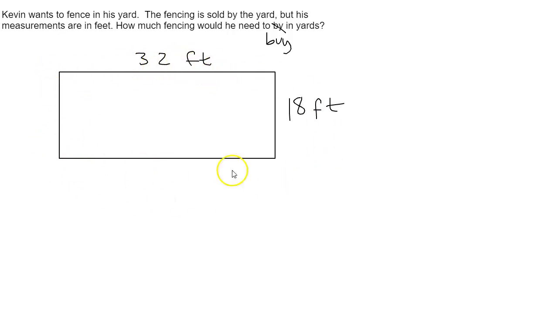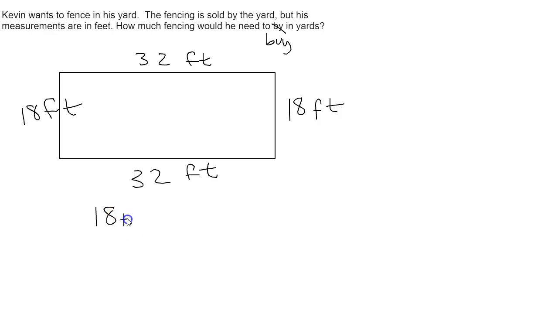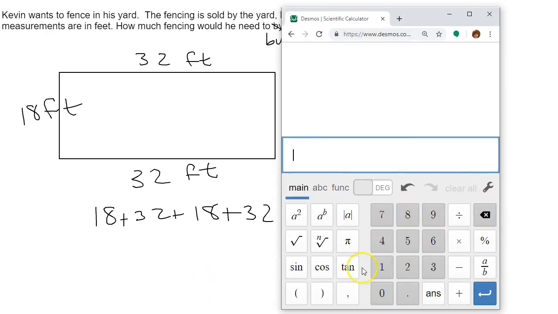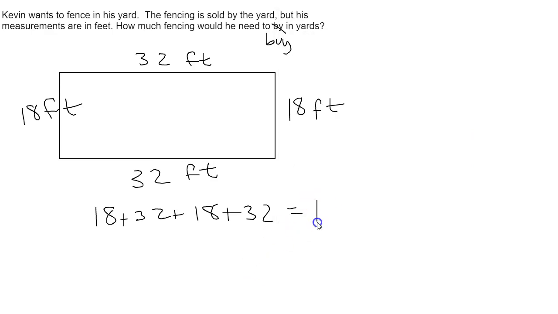If we want perimeter, the entire fence, we also need to take the fact that the 32 on top is 32 feet on the bottom. 18 feet on the left is the same as the 18 feet on the right. So to find perimeter, we add all 4 sides together. 18 plus 32 plus 18 plus 32 is going to equal, let's pull up the calculator again and plug it in so we don't have to do it by hand, equals 100 feet.